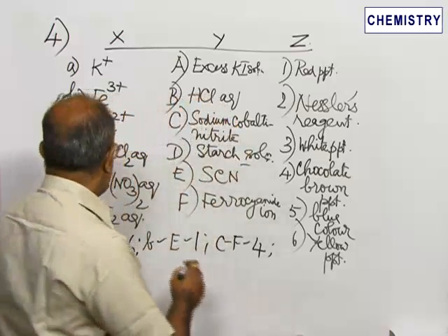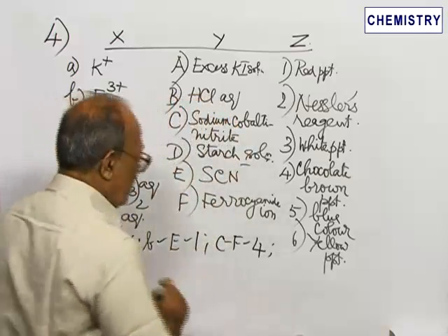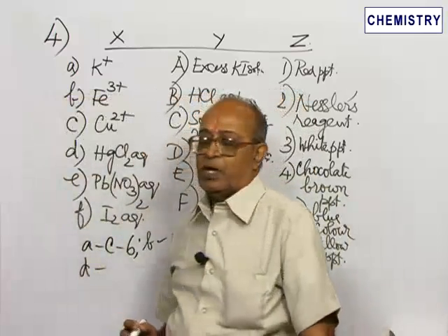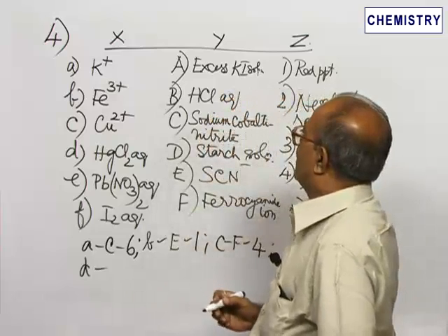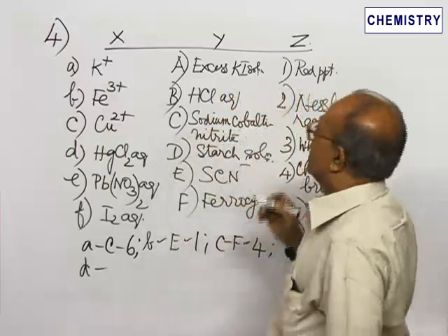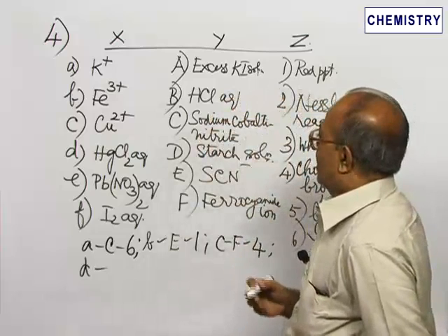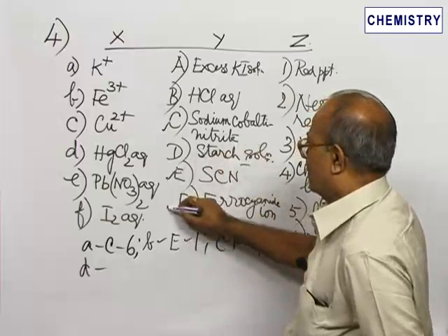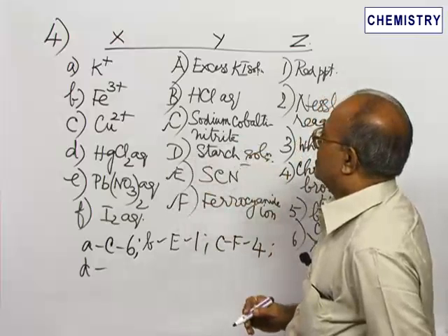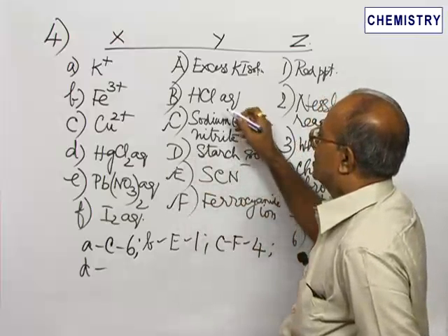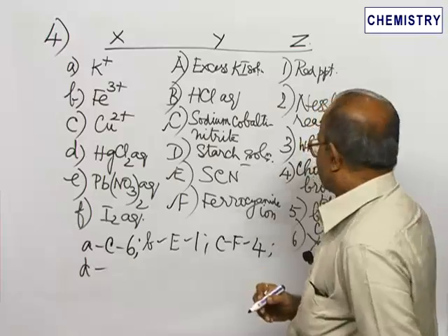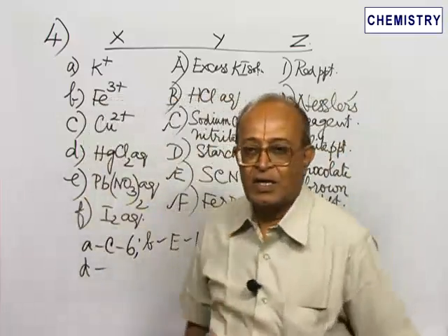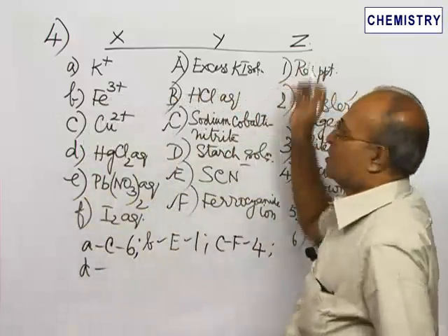Then D, mercuric chloride solution. Mercuric chloride solution will react with what is the reagent given. Already we have seen this one, this one also we have seen. The remaining 3 reagents are starch solution, HCl and excess KI. Now, here there is a slight twist under column Z.